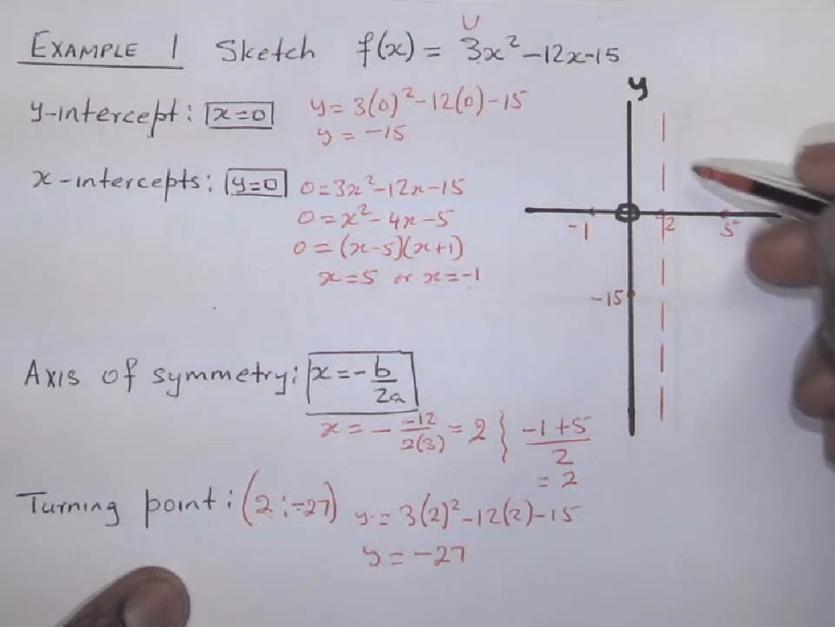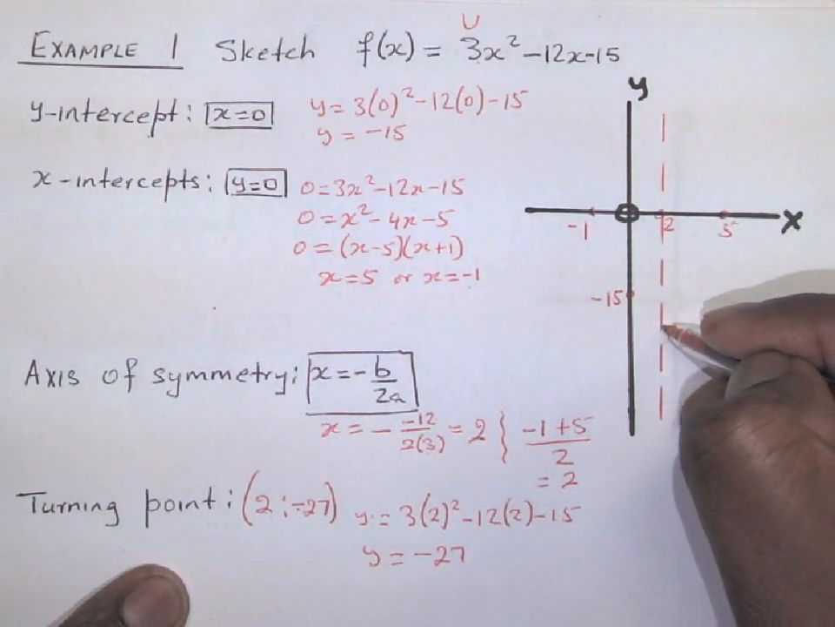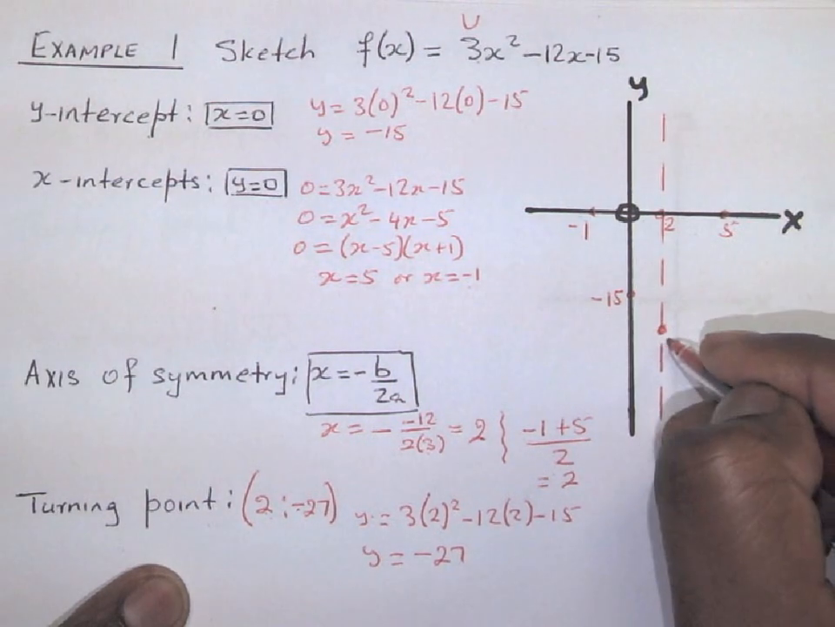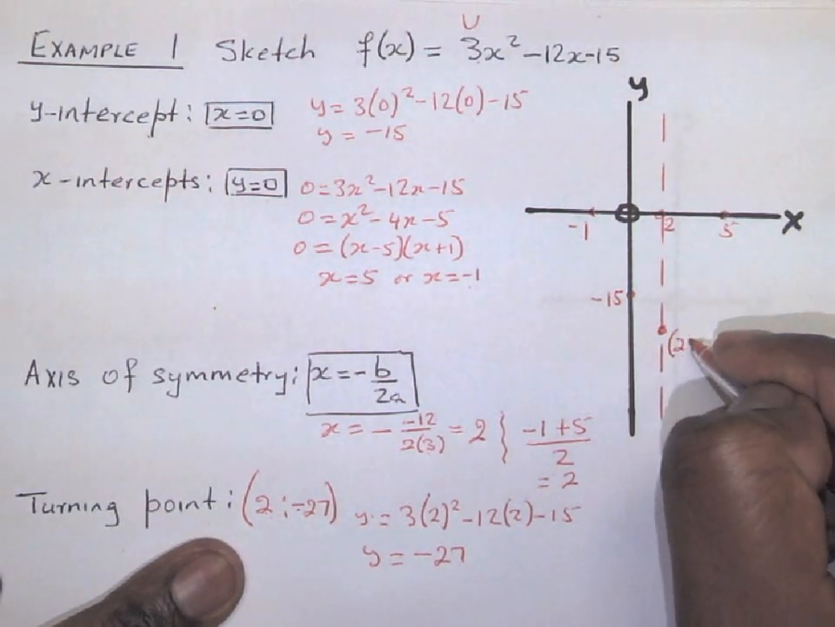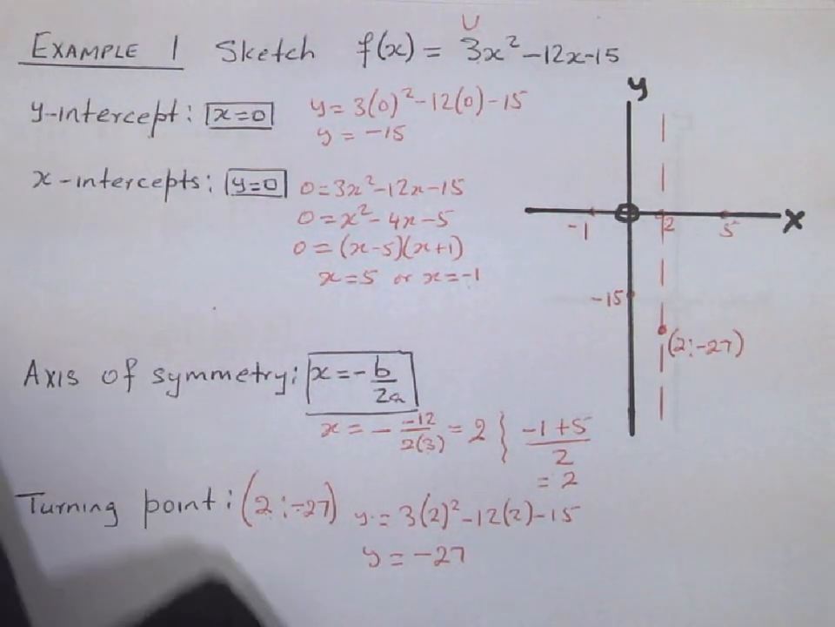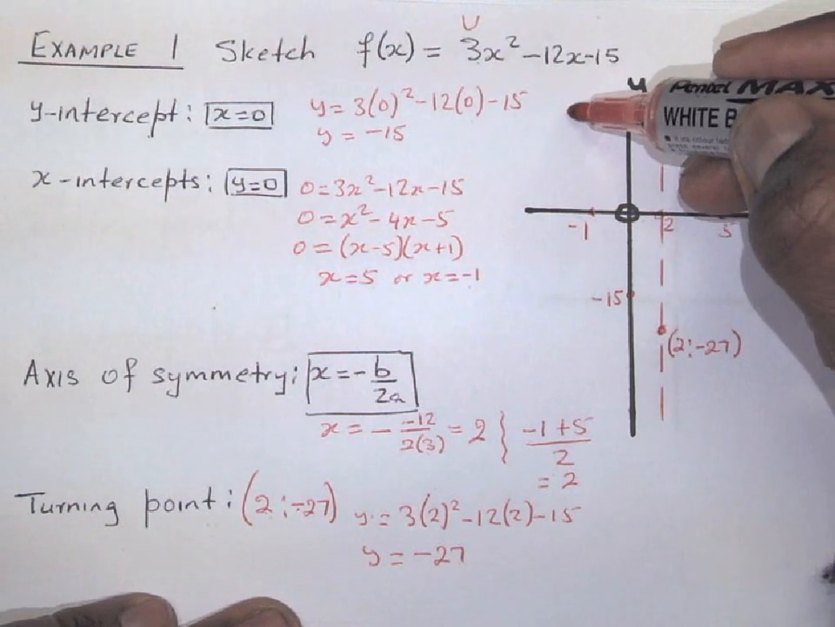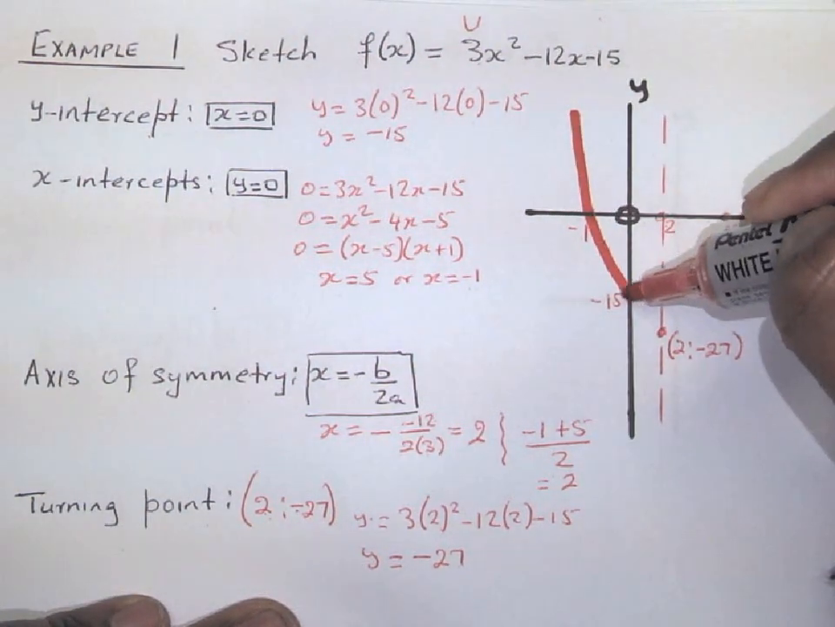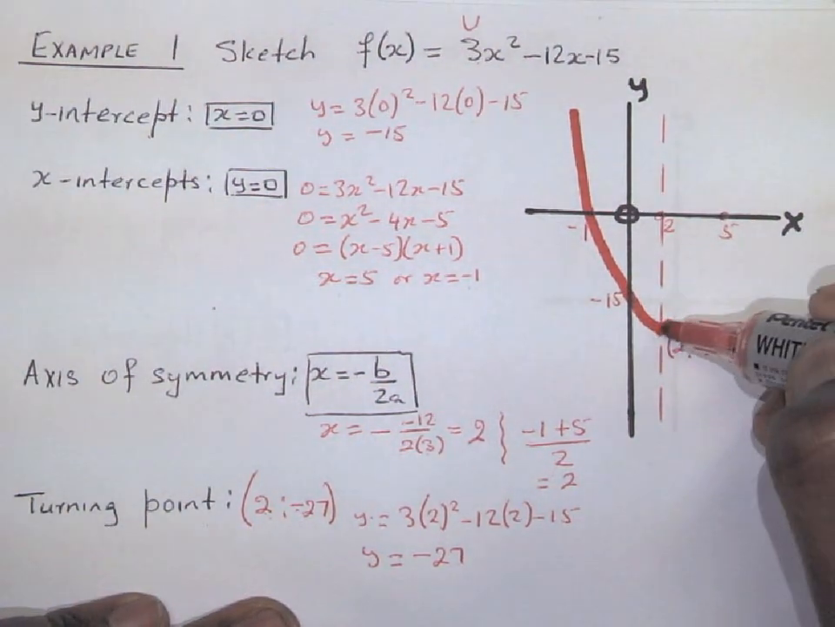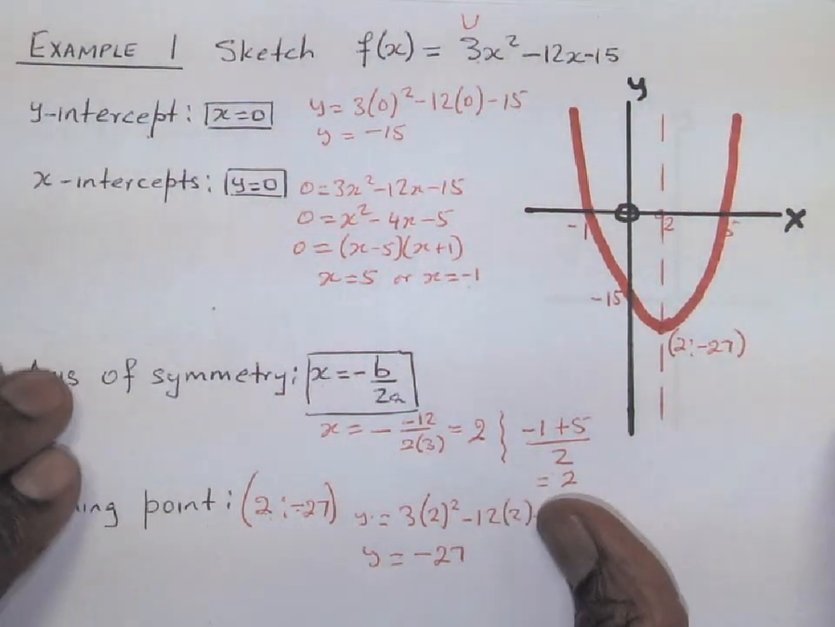That's the turning point, the point on the graph where it is turning. Say minus 27 is over somewhere there, I'm just making an example. So the point there will be 2, minus 27. Now if we were to draw the graph, it's a parabola. Remember, it will be shaped like this. There we go. It goes down, turns there, and then you go up, up, up. Then you are done. Let's look at another example.